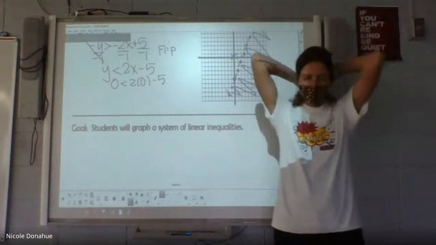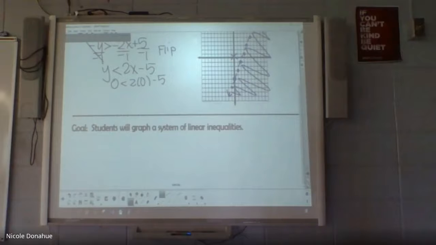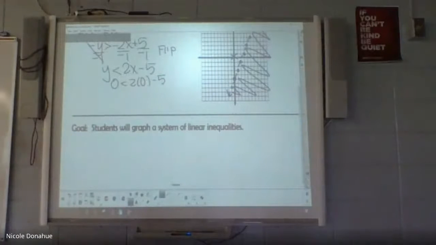Okay, so guys, what we're doing today is we're coloring, but we're also graphing a system of inequalities. So what we're going to do is there's going to be 2 colors coming together in shading, and so they're going to end up overlapping.